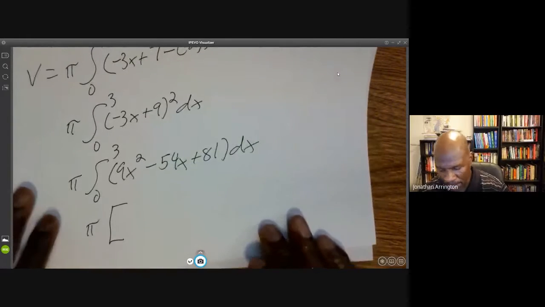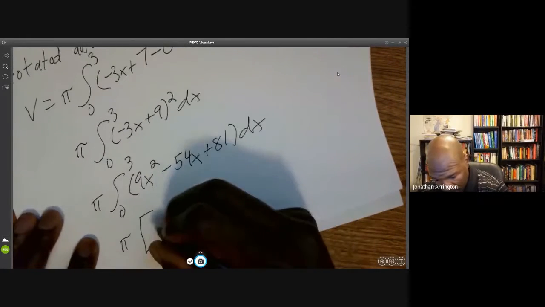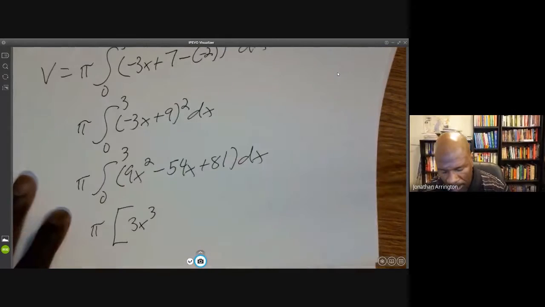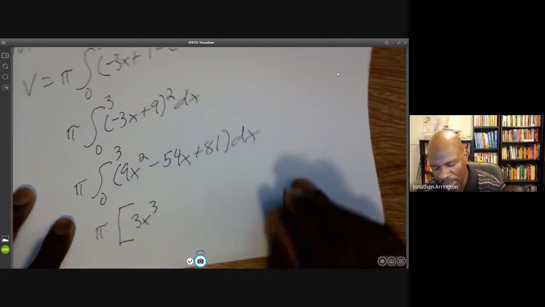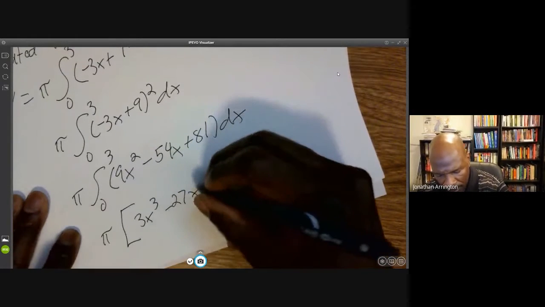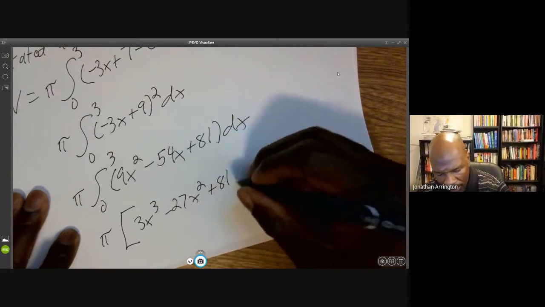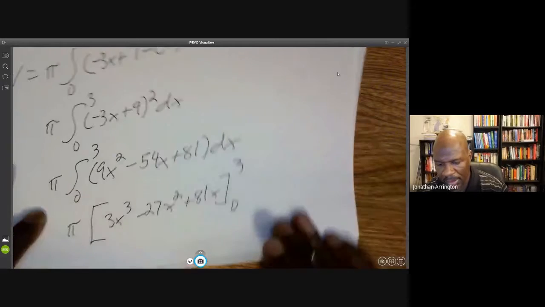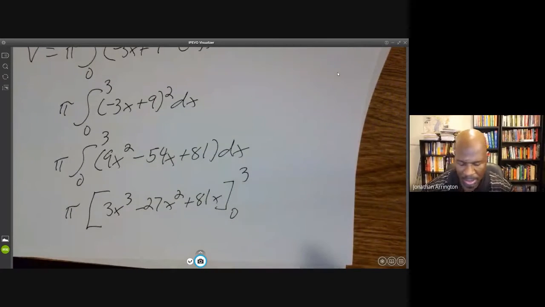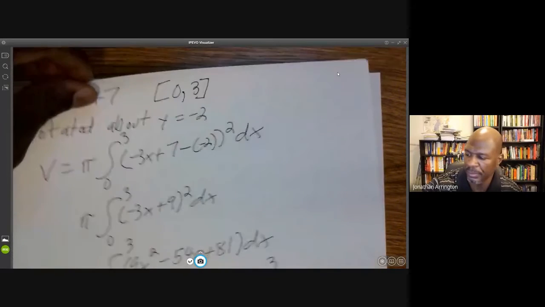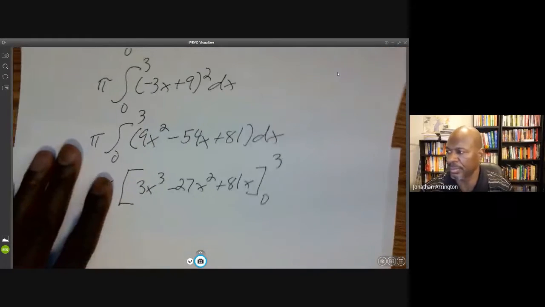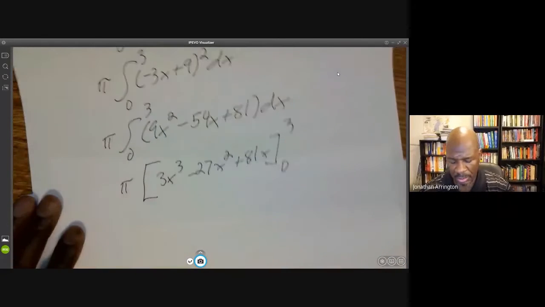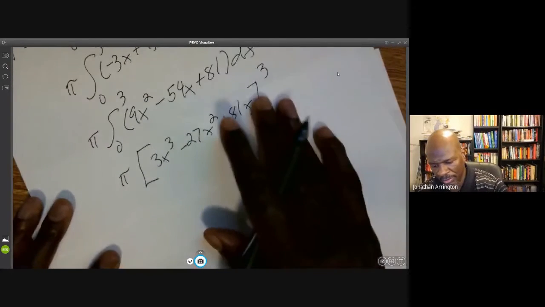All right, so let's go ahead and integrate this. The integral of 9x squared will be 3x cubed. The integral of 54x will be 27x squared. And 81 is 81x. That will be evaluated from 0 to 3. Good news, we got another 0, so all we have to worry about plugging in is 3. Let's go ahead and plug in this 3 and see what life gives us.